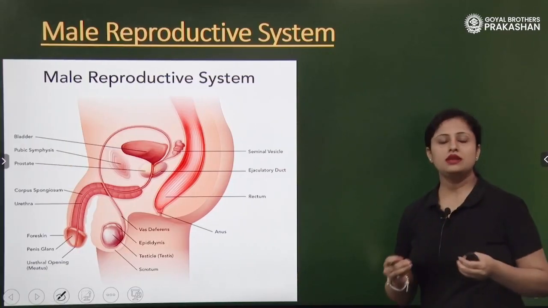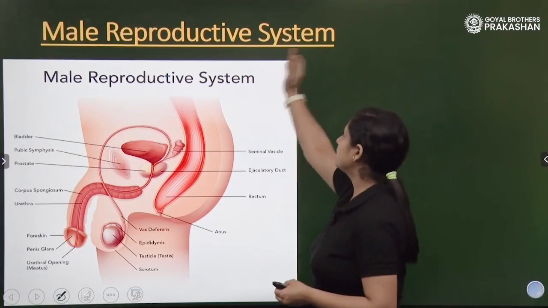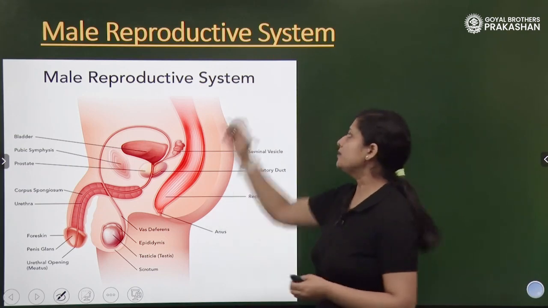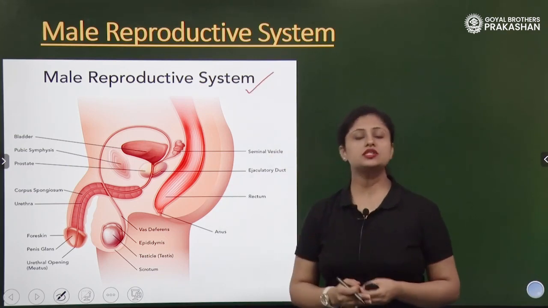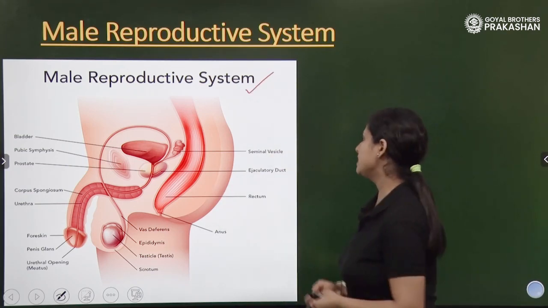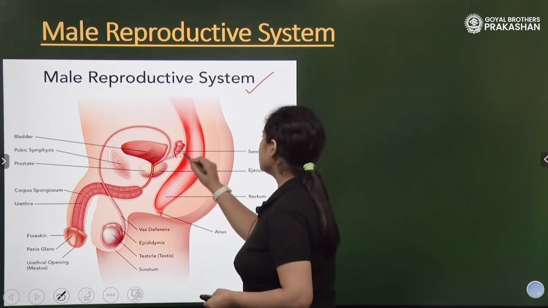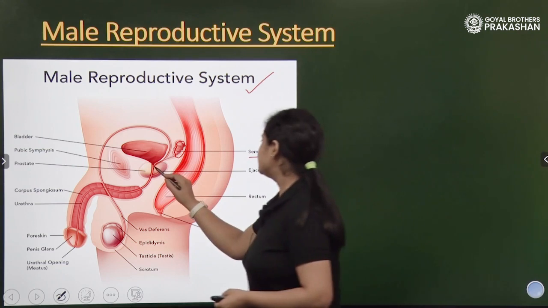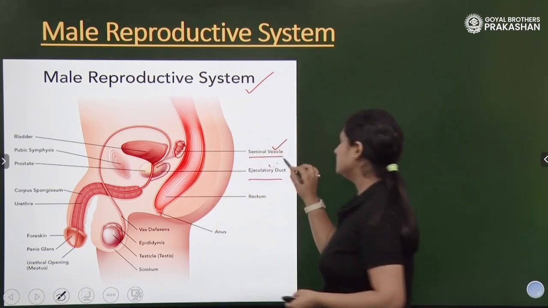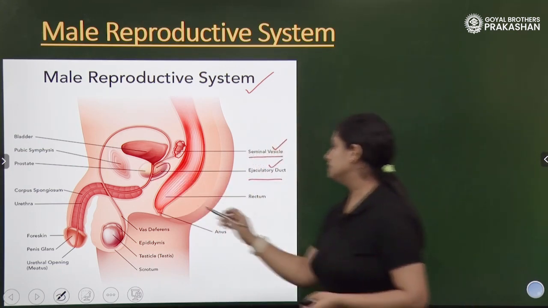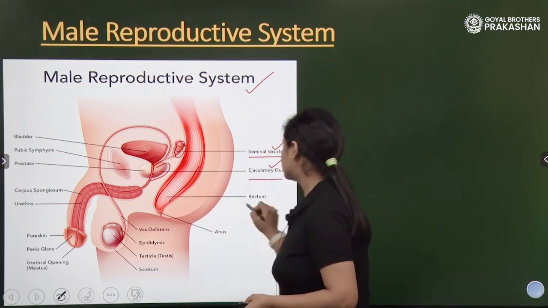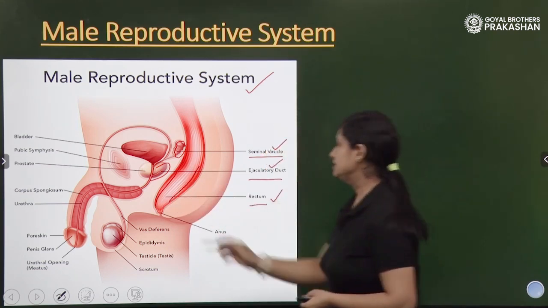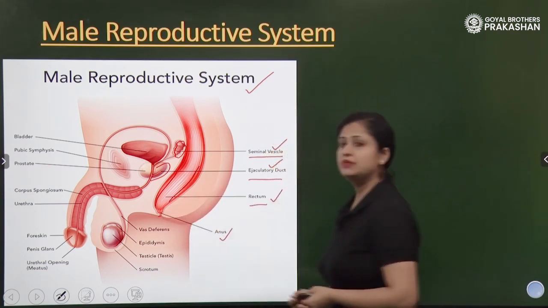Now, come to another topic, that is male reproductive system. So, male reproductive system consists of some parts. For example, these are the seminal vesicles. This part is the ejaculatory duct. This is the rectum part. This is anus.